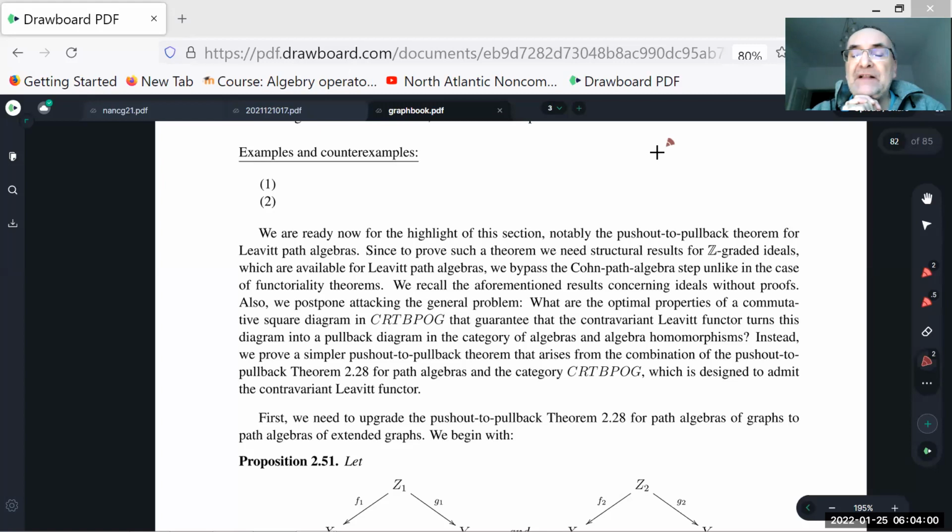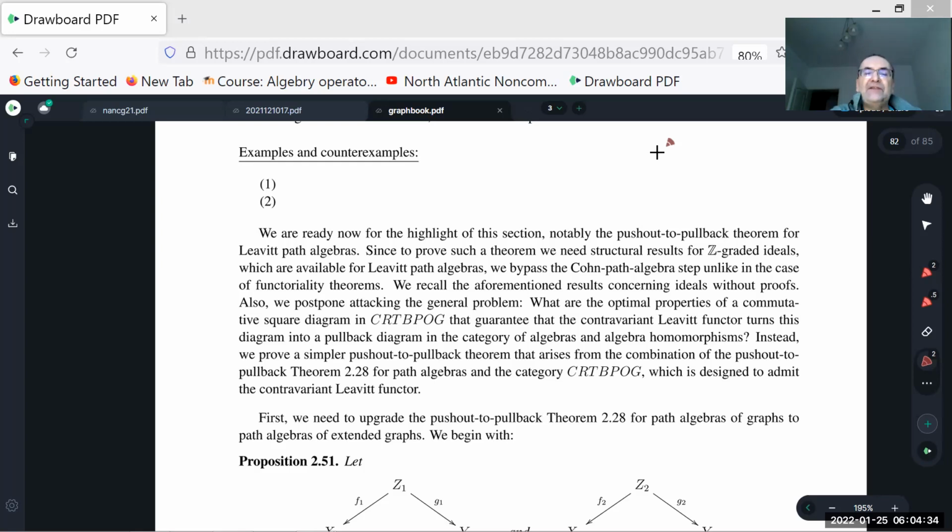In order to prove such a theorem, we will need some structural results for Z-graded ideals. I will in a second explain how we have grading for Leavitt path algebras. And in order to do it, we must have appropriate structural theorems, and I could find them only for Leavitt path algebras, and I didn't find them for cone path algebras. This is why we're going to bypass the cone path algebra step, unlike in the case of functoriality theorems.